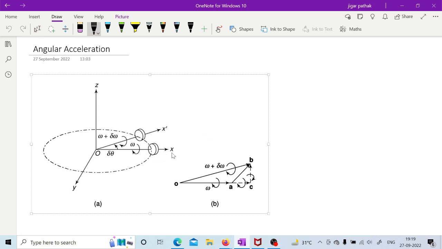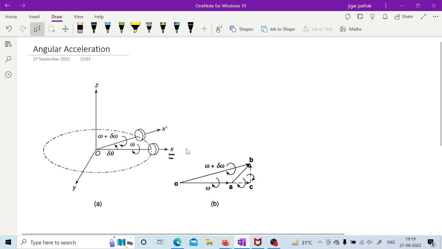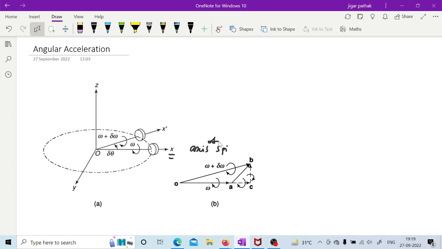So x is, can anyone say what the x axis is? Anyone can unmute and say? Axis of spin. Axis of spin. Okay, good. Similarly, what is this z axis? Axis of precession. Axis of precession. Okay.